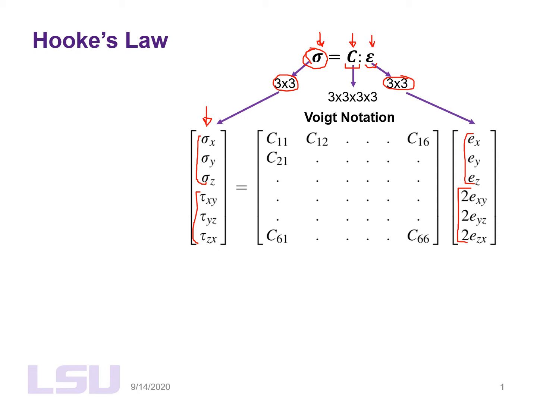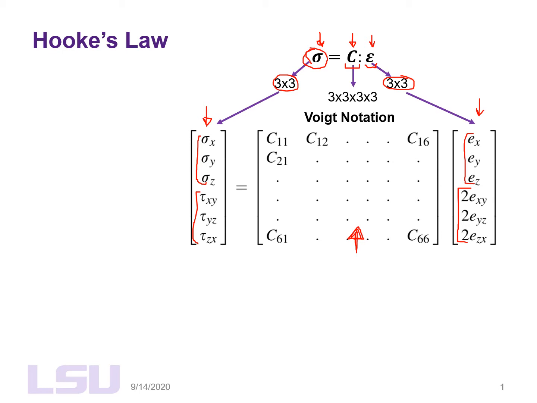So because this is now 6 by 1, and this is 6 by 1, both of them are now 6 by 1. Now what does the dimension of this have to be? Remember, you're going to have to multiply a 6 by 6 matrix by a 6 by 1 vector to get a 6 by 1 vector. So this has to be 6 by 6.